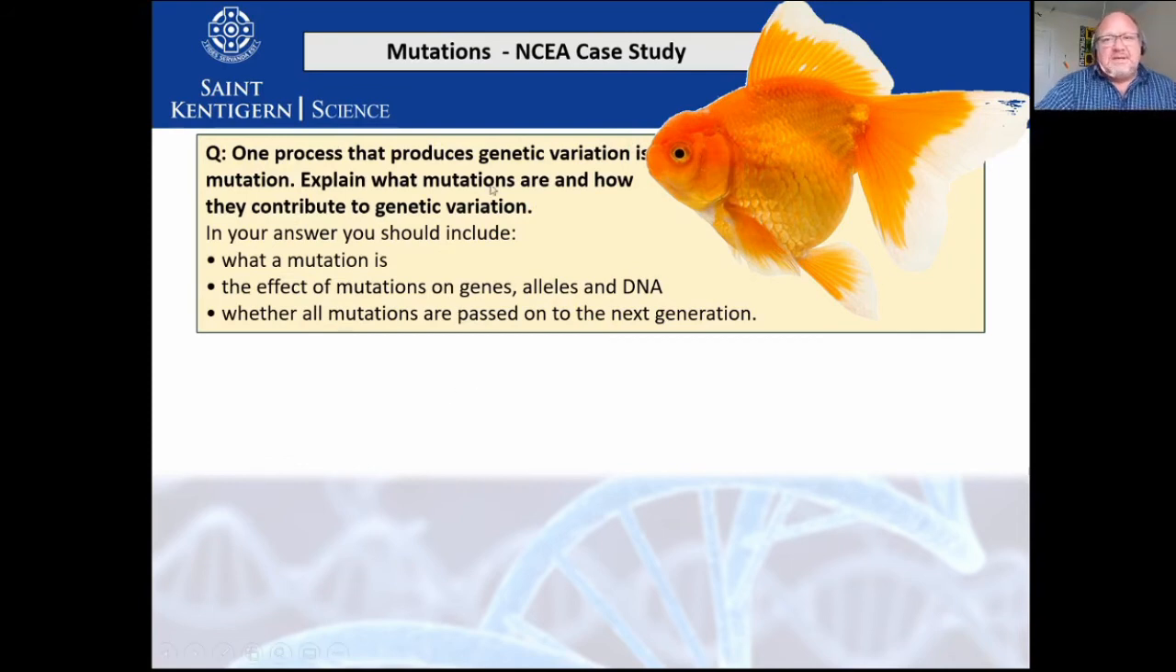Okay, so NCA case study. One process that produces genetic variation is a mutation. Explain what mutations are and how they contribute to the genetic variation. In your answer, you should include what a mutation is, the effect of mutations on genes, alleles, and DNA, and whether all mutations are passed on to the next generation. Now let's break this down. What is a mutation? Remember, in biology, when we answer a question, we always start with the definition. Okay? So, a mutation is the permanent change of the DNA sequence that results in a change in the allele or change in the gene.